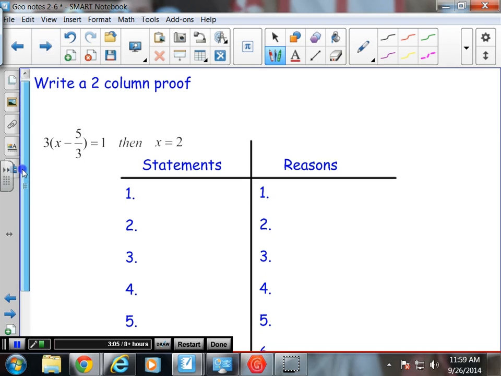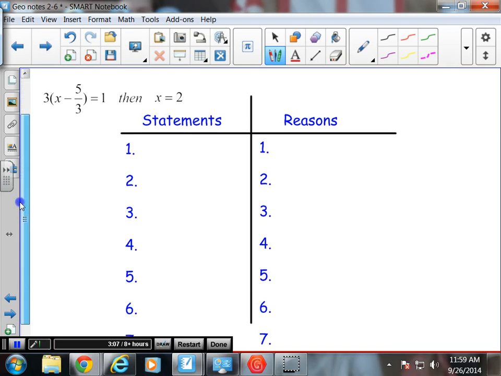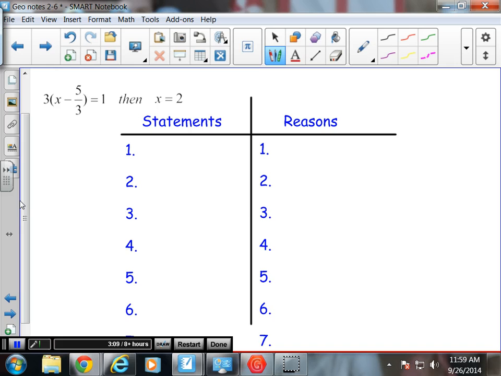Okay, so now they want us to write a two-column proof. We're given this part of the proof. They want us to prove that x equals 2. Now, you've done this for a long time. You've done this since probably 6th, 7th grade. So this should be nothing new to you on the left side. On the right side will be a little bit different because you have to explain why you're doing it.